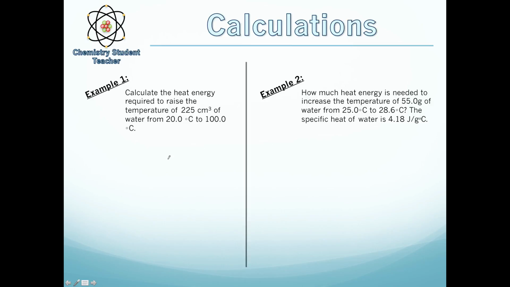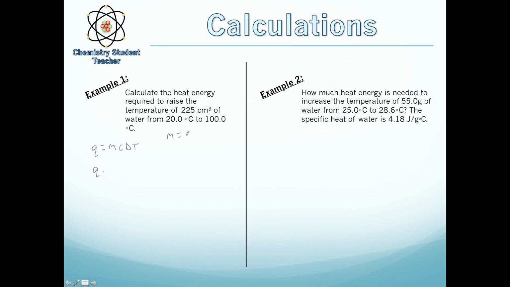So, example 1. Calculate the heat energy required to raise the temperature of 225 centimetre cubed of water from 20.0 degrees to 100.0 degrees. And significant figures plays a role here. As you can see, each one has 3 significant figures. So, the equation is Q equals mc delta T, or when I did A levels, our teacher would like to say mcat. So, calculate the heat energy. That means we're calculating Q. So that's what we've got to calculate.